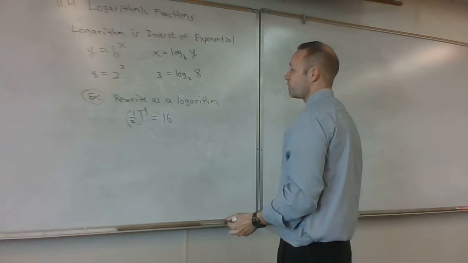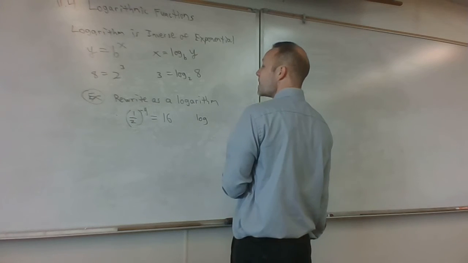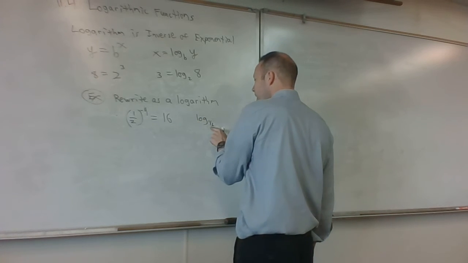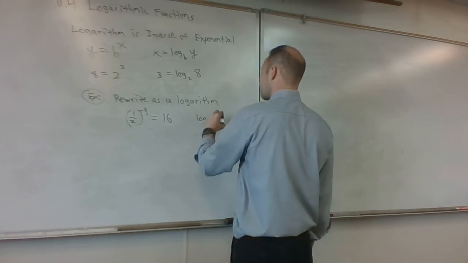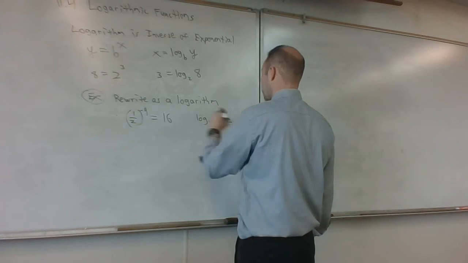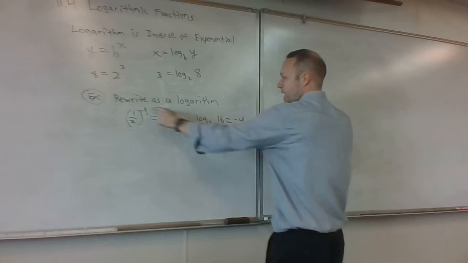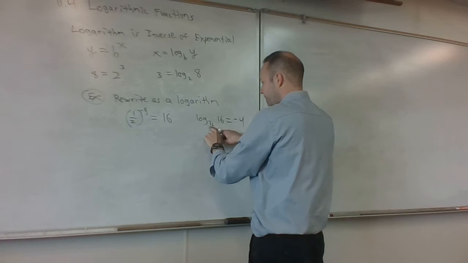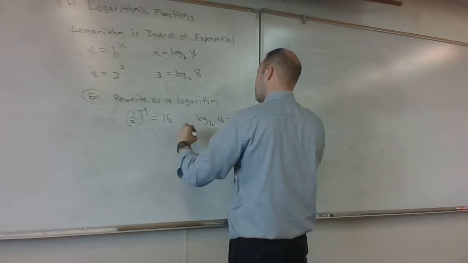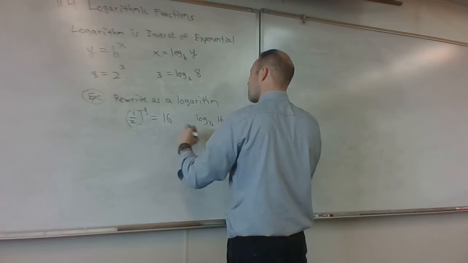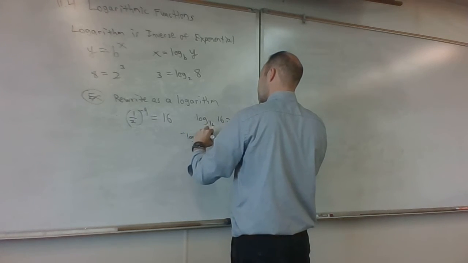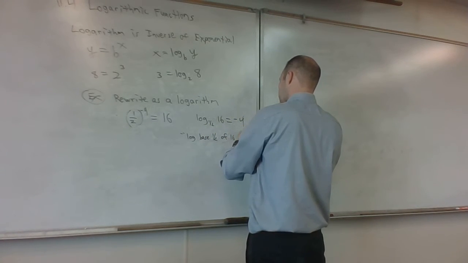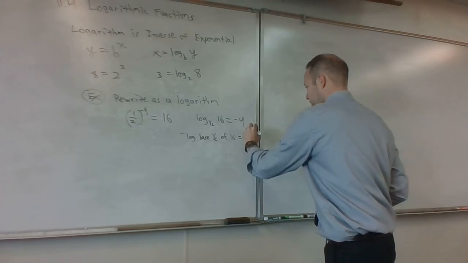All right, rewriting this as a logarithm, we would say log base, and this is the base that's being raised to a power, so that's what we put down here. Log base 1/2 of 16 equals the exponent, -4. So -4 is the exponent, base is the base, and then 16 is what the base to the exponent equals. So this would be read log base 1/2 of 16 equals -4.